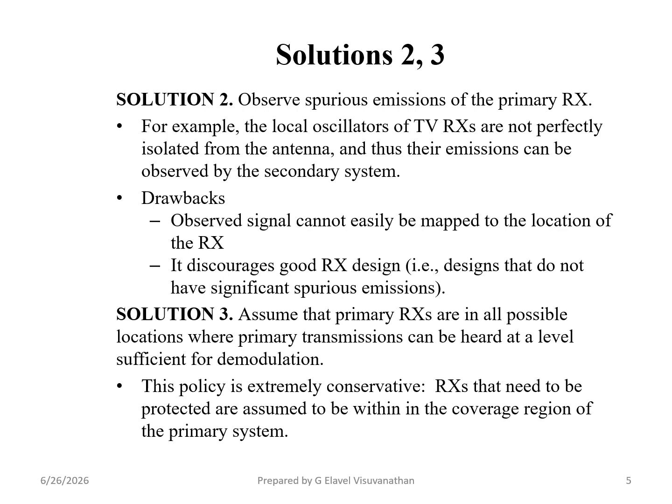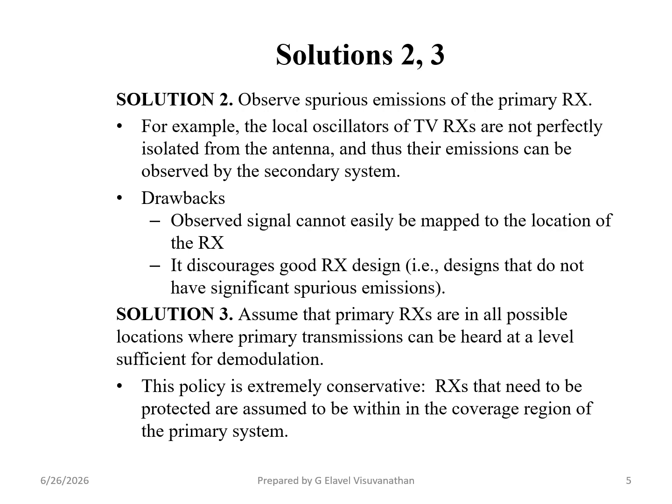Drawback: the observed signal cannot easily be mapped to the location of the receiver. Even though you observe the signal, it is not easy to map it to the location of the receiver. It also discourages good receiver design, that is, a design that does not have significant spurious emission.